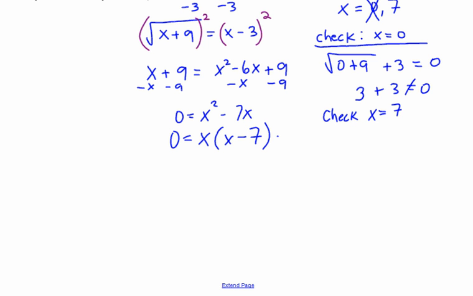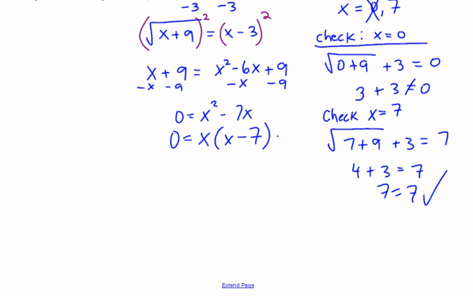So we go back to the original root of 7 plus 9. Actually, I should be using the root plus 3 equals 7. What's 7 plus 9? 16, root 16. 4 plus 3, 7 equals 7. Woohoo! So that one is our solution. X is equal to 7.